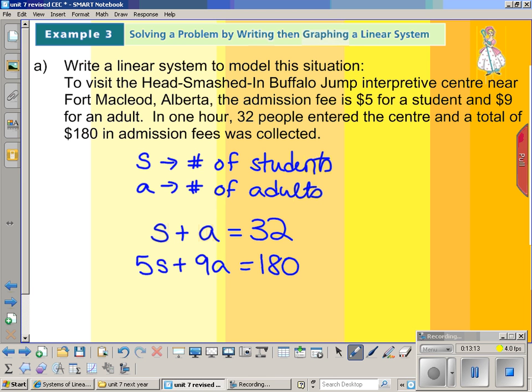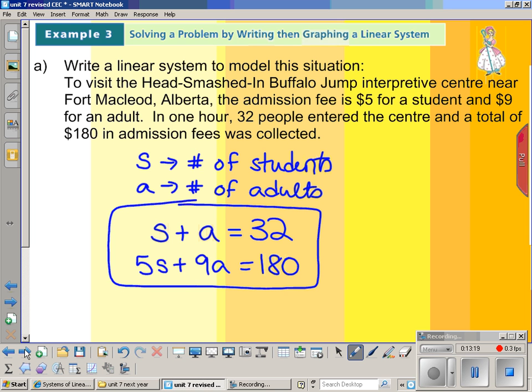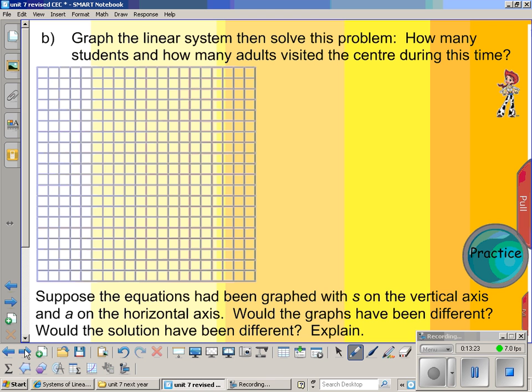And now what we want to do is graph this linear system to find out how many students and how many adults actually visited during this time. Now again, you could choose to use slope-intercept, or we could find the x and y intercepts of each of these. It is up to you. Maybe in this case, because we've done 2 questions now where we've used slope-intercept, let me just refresh your memory on how it would work if you were finding the intercepts to graph.